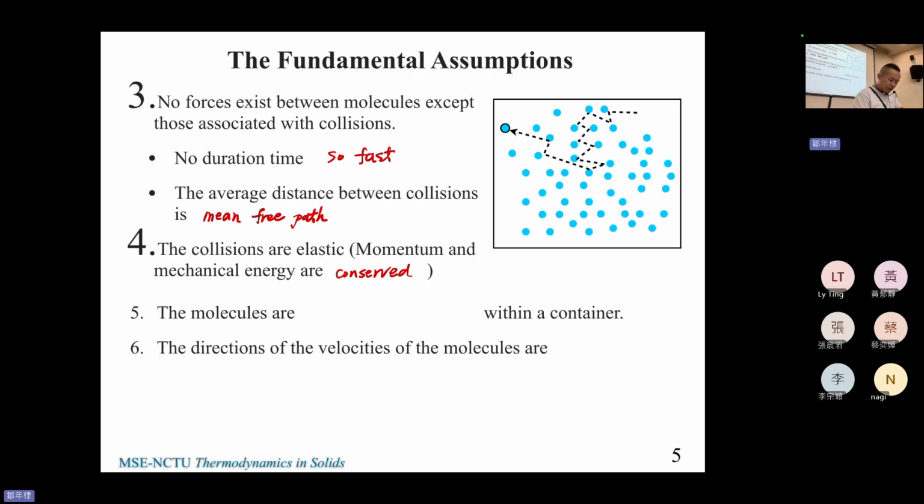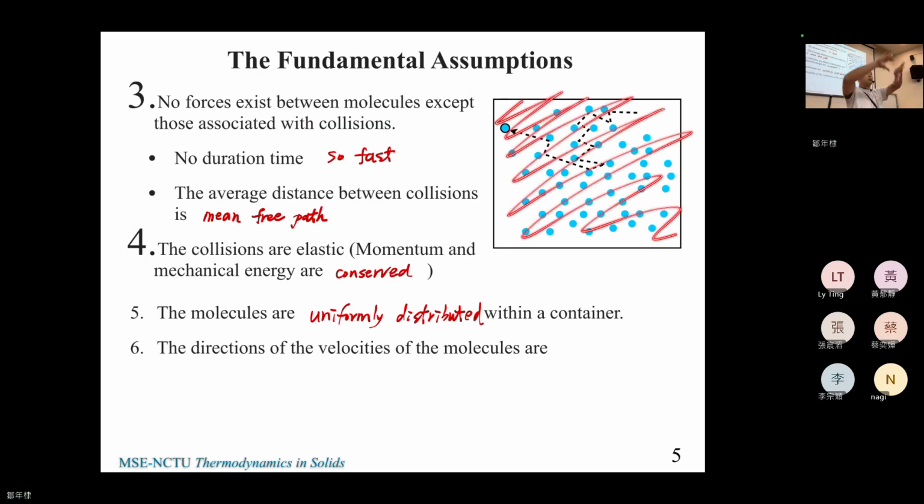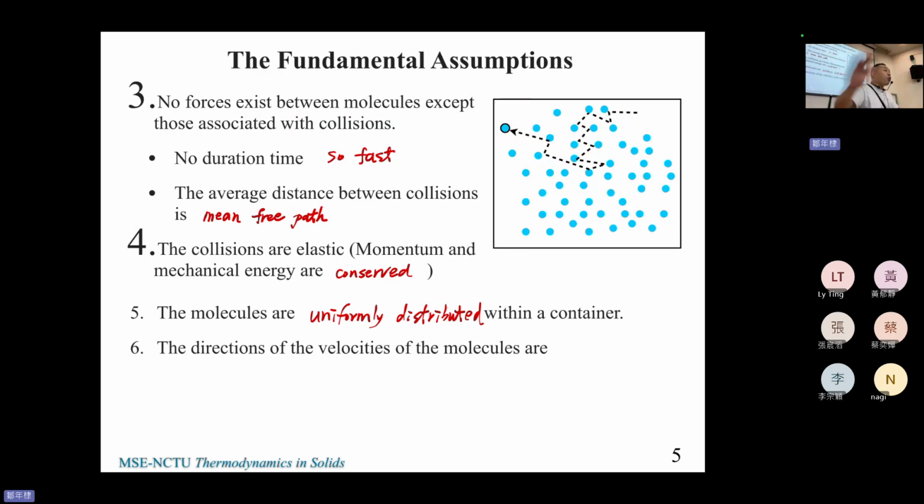The fifth one is that the molecules are uniformly distributed within the container, which means that their spreading is equally likely. There is no preference for a corner. Every point has equal possibility of the molecule appearing at that point.